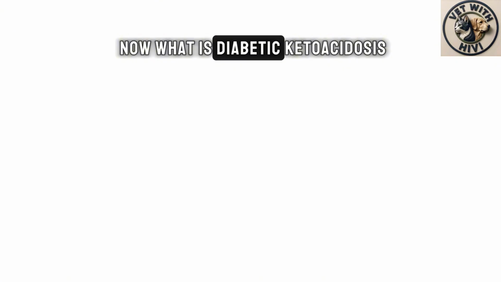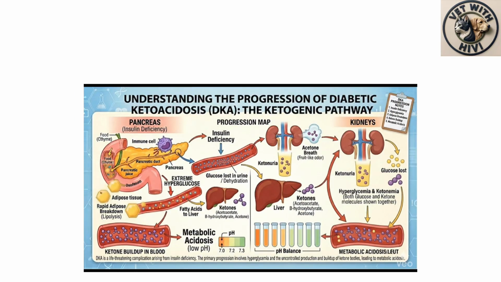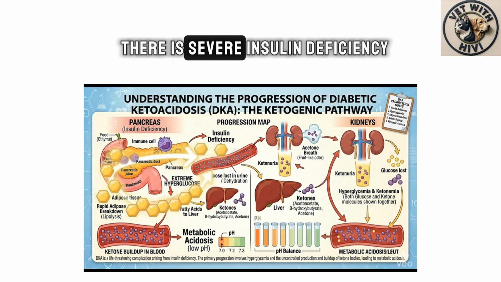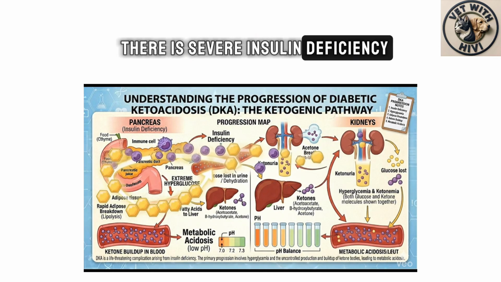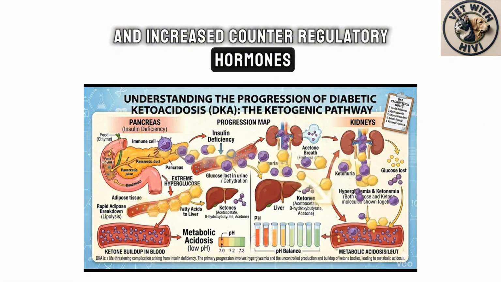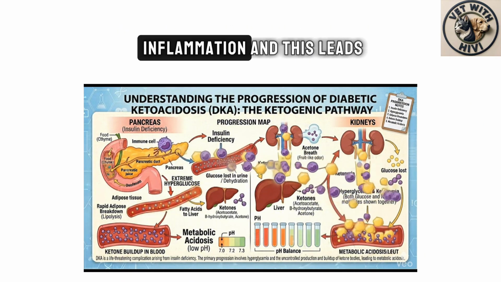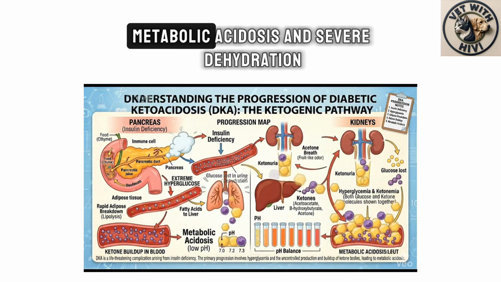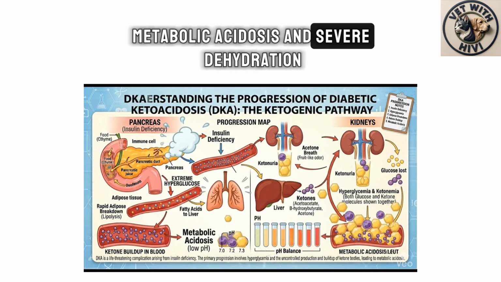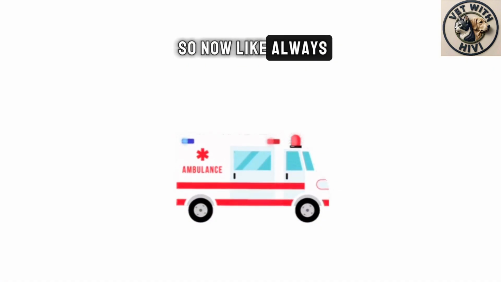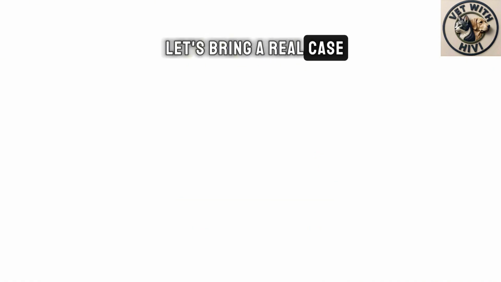Now, what is diabetic ketoacidosis? Diabetic ketoacidosis occurs when there is severe insulin deficiency and increased counter-regulatory hormones, stress, infection, inflammation, and this leads to excessive ketone production, metabolic acidosis, and severe dehydration. And for sure, it's a medical emergency. So now, like always, let's bring a real case.